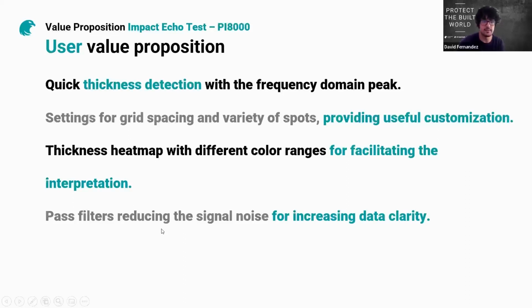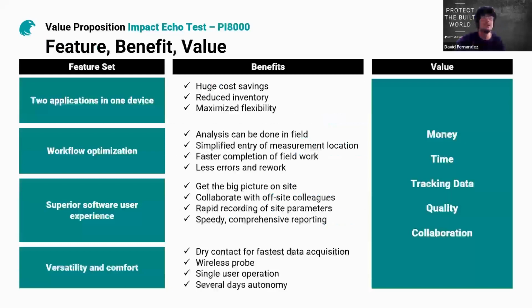And I think I said that before already, but this grid visualization is completely customizable. So this is also very good for the users. And we have this thickness heat map with two different color ranges for facilitating the interpretation. Okay, so just as a conclusion, we have two applications in one device.